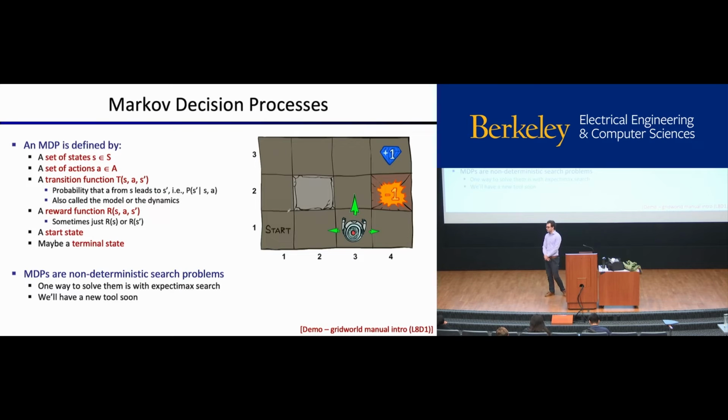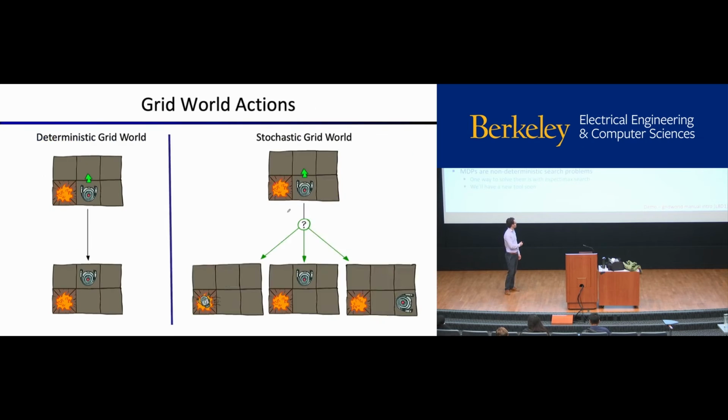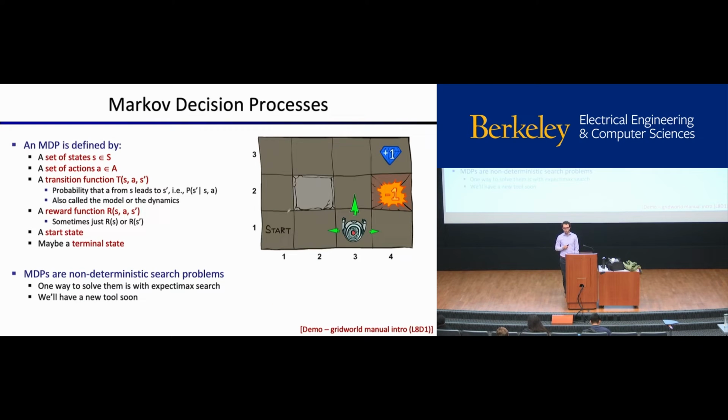One way that we can solve these things is using the tools we already have. We can just do Expectimax search. This thing looked like an Expectimax tree, right? So we can do Expectimax search, and that'll technically work. But we'll see in a little bit that that's not going to be the most efficient thing to do, and so we'll get a new tool soon.